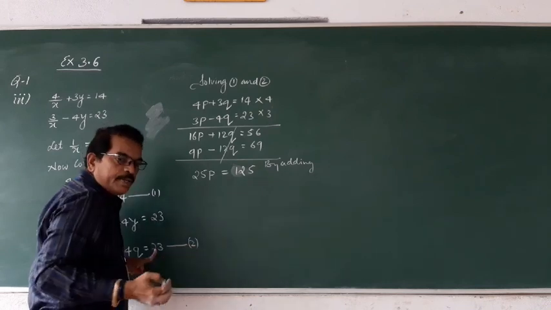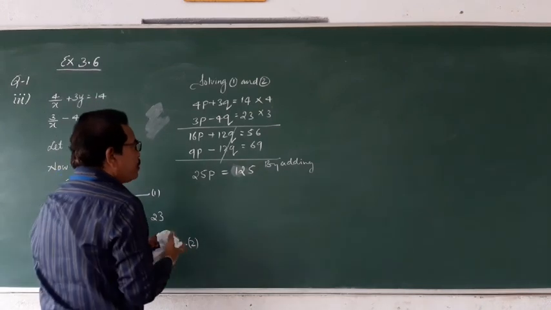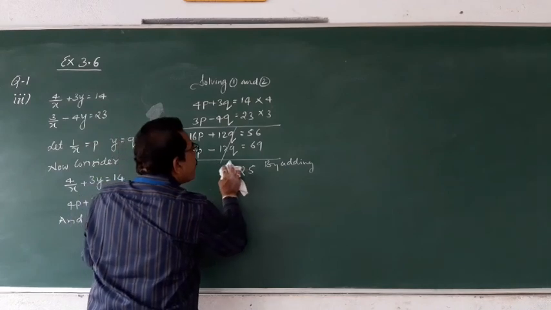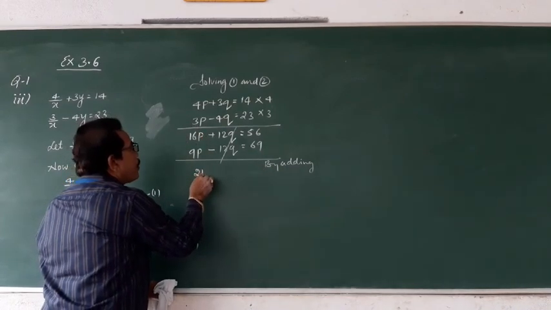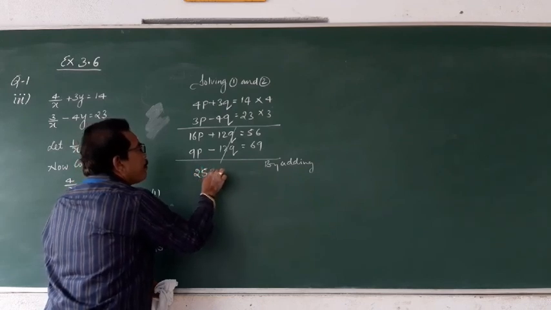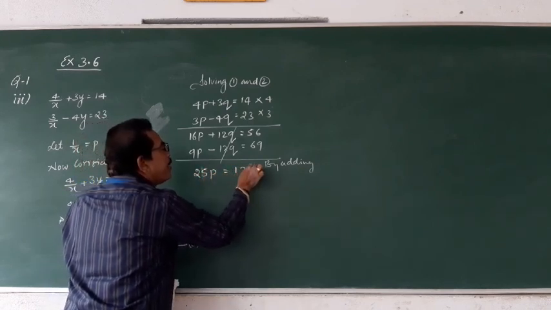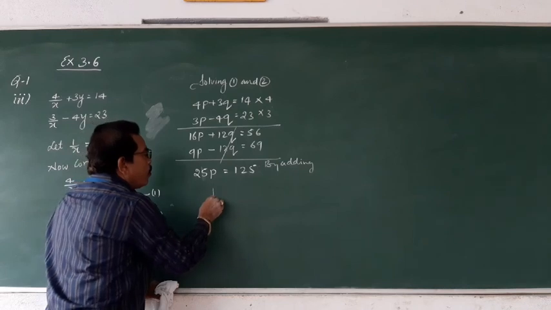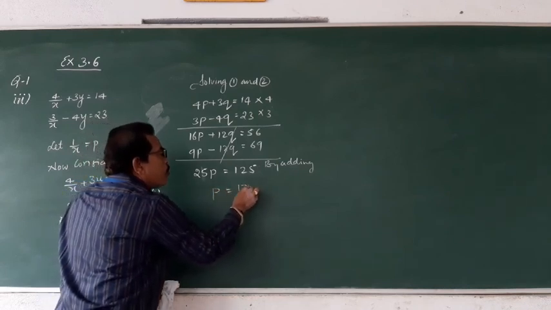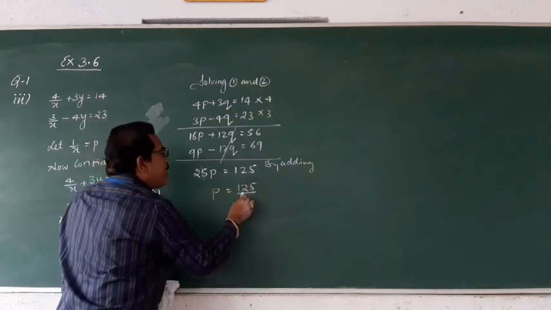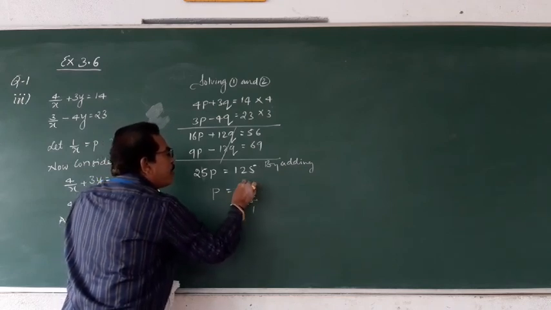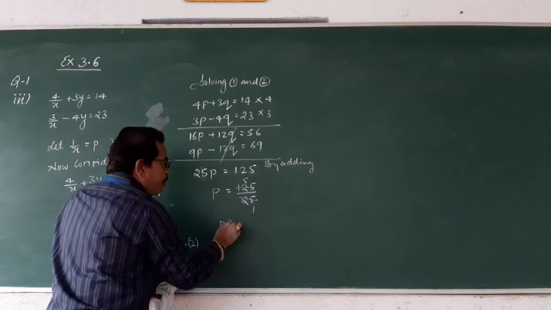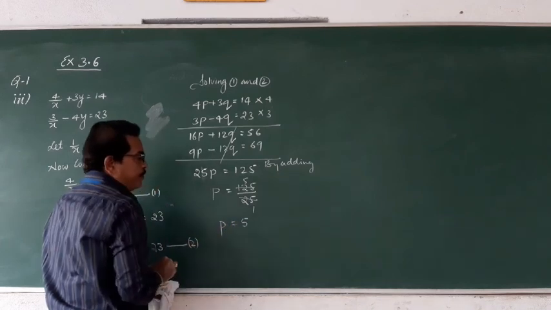125 p equals to 5p equals to 125. So p equals to 125 divided by 25. 25 ones are 25, 25 fives are 125. P equals to 5.